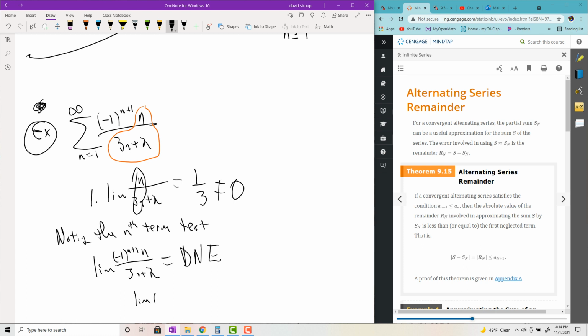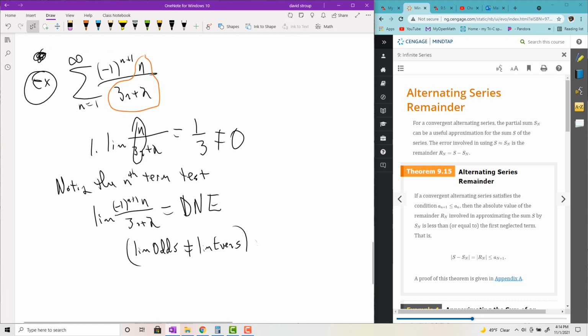So the limit of the odds basically does not equal the limit of the evens. And that's why the thing is divergent. It's the nth term test. But for you guys on the test, I'll let you assume this fact. You would have to kind of prove it in general, to be honest, but I'll let you assume it. If that first criteria fails, you can presume that the series is divergent.